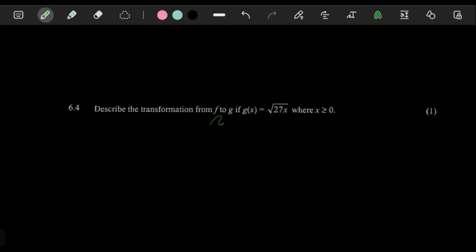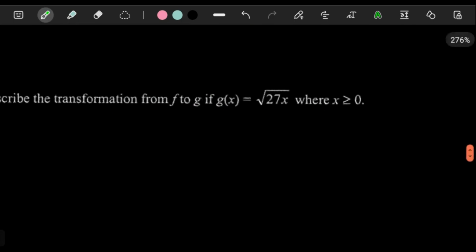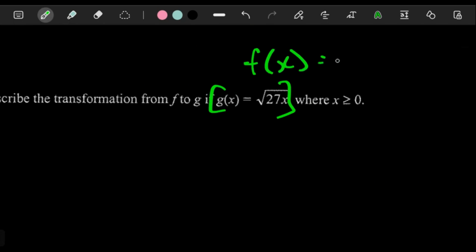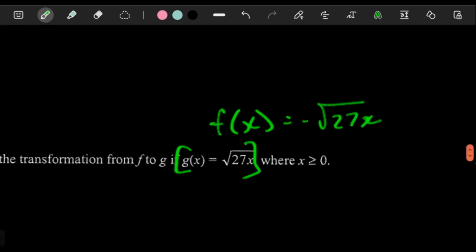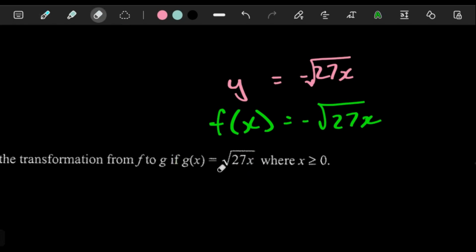Describe the transformation of f to g if g of x is equal to negative f of x. So you can see here, f of x has a negative. Remember, f of x represents y. So this is saying your y is equal to negative square root of 27x. With all that being said, if you have gone from a negative to a positive, it means it's a reflection about the x-axis.